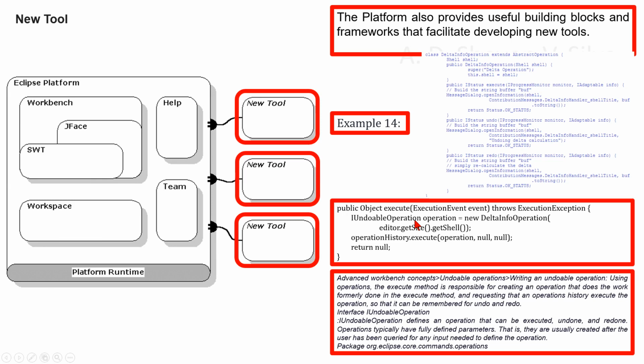Operations typically have fully defined parameters, that is, they are usually created after the user has been queried for any input needed to define the operation. This is in the package org.eclipse.core.commands.operations.